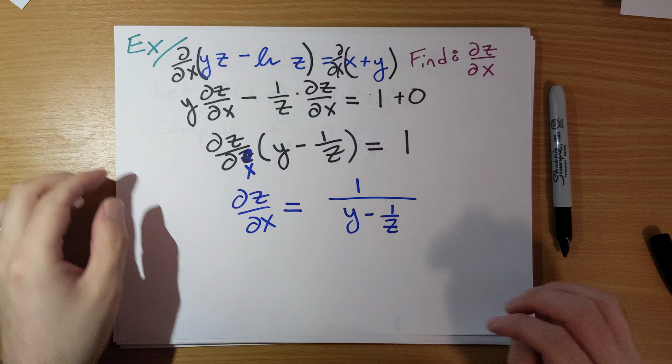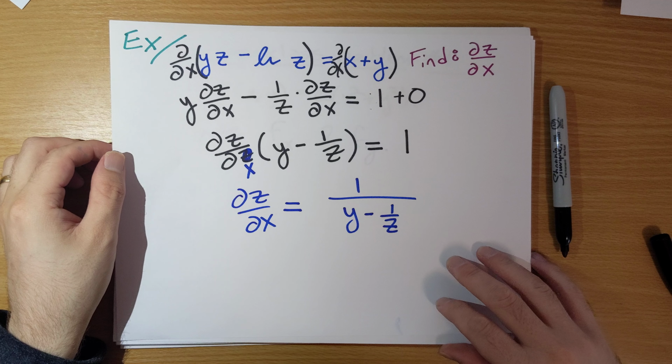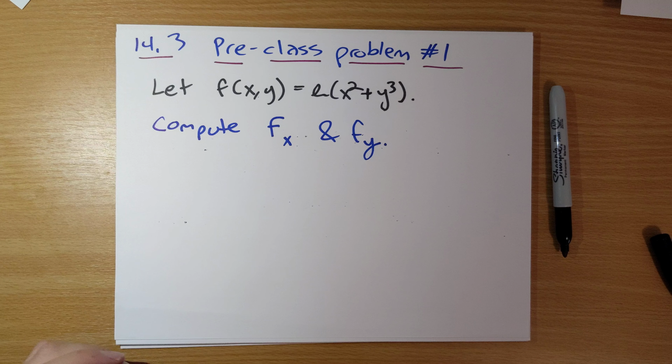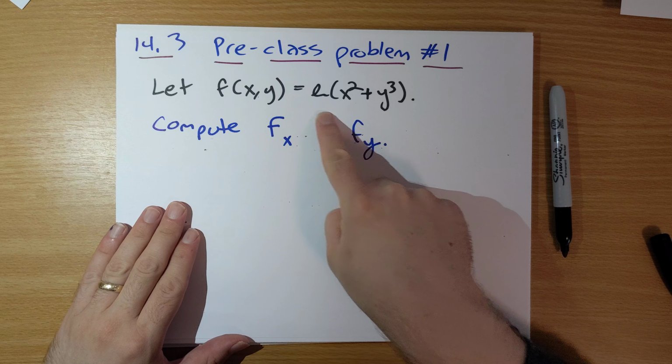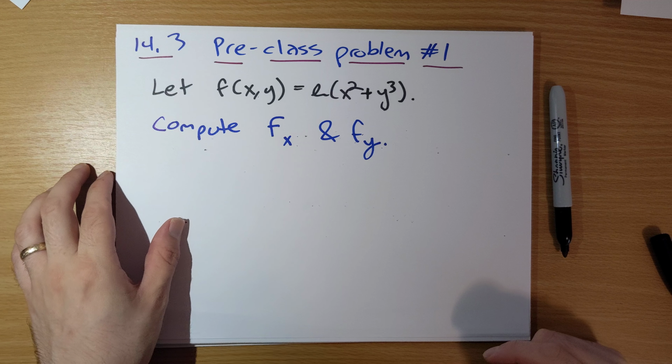Okay, so we've just crunched through 3 videos all about how to compute partial derivatives. And so I think it's a good time for a pre-class problem here, something for you to work out. Let f of x y be log of x squared plus y cubed. Compute the 2 partial derivatives.